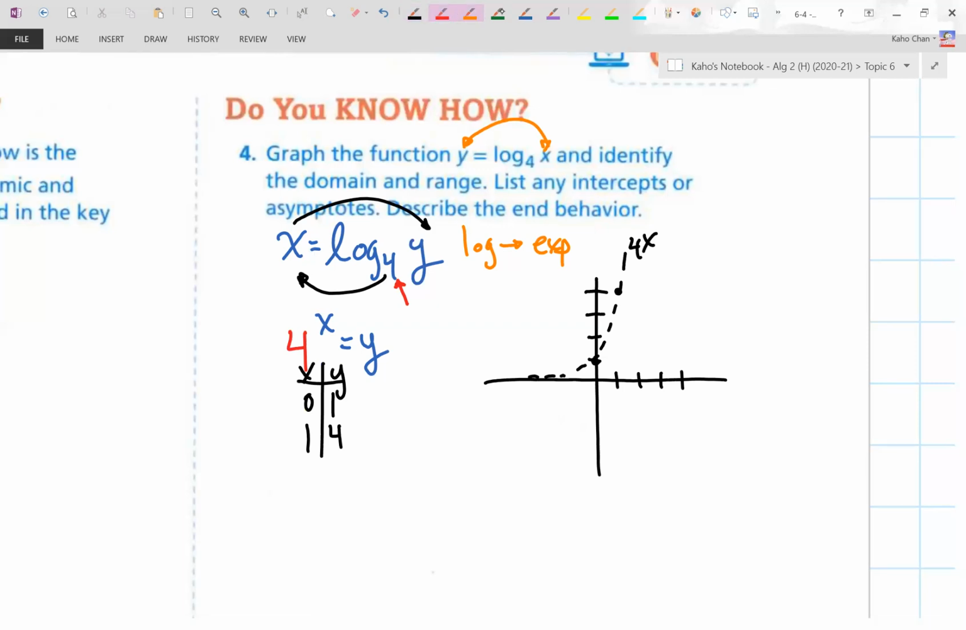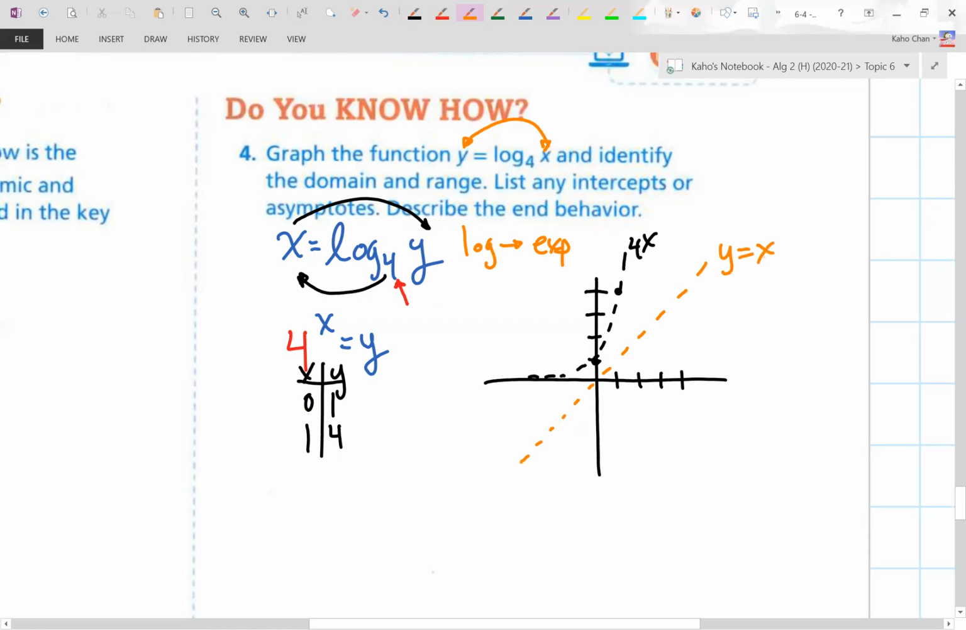Let's graph the mirror image of it through the y equals x line. Okay. 0, 1 becomes 1, 0. 1, 4 becomes 4, 1. I'm swapping the domain and range now. Remember that, okay? And the equation I have and the graph I get is this guy right here. Whoa. We did that 3 times already, so it shouldn't be too much of a surprise.